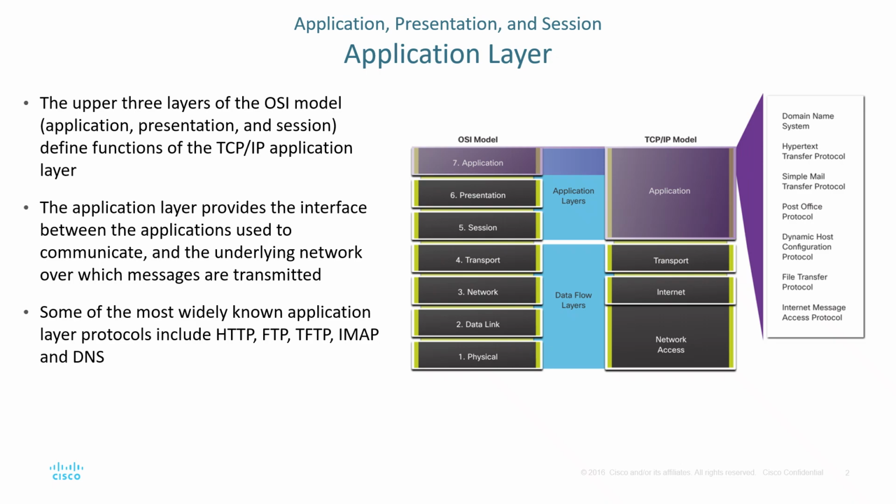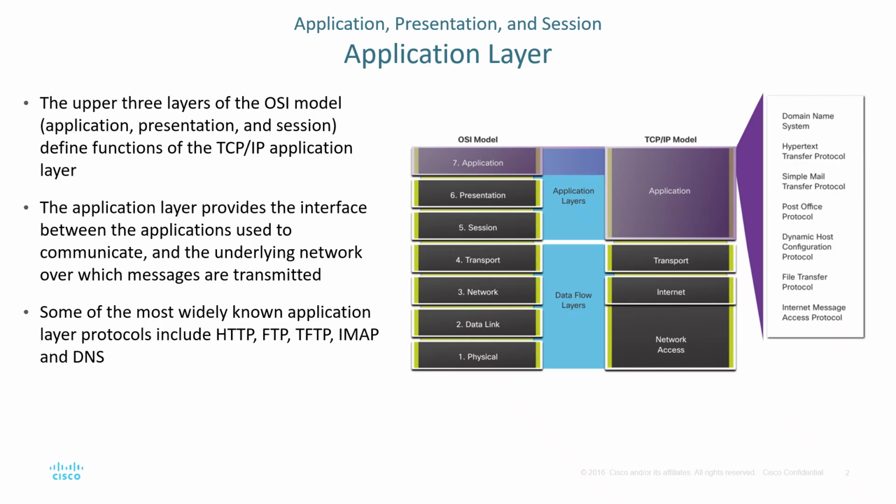So the upper three layers of the OSI model, the application, presentation, and session, define functions of the TCP/IP application layer. And again, remembering that the upper layers are usually regarded as software layers, while the lower layers are regarded as hardware layers, because once you get to the network layer, and the data link and the physical, the bottom layers, you are dealing with actual physical equipment.